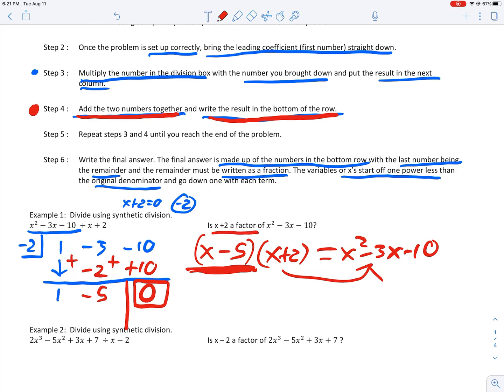So is x plus 2 a factor? Yes, because the remainder is 0. Your remainder is 0. That means it's a factor.